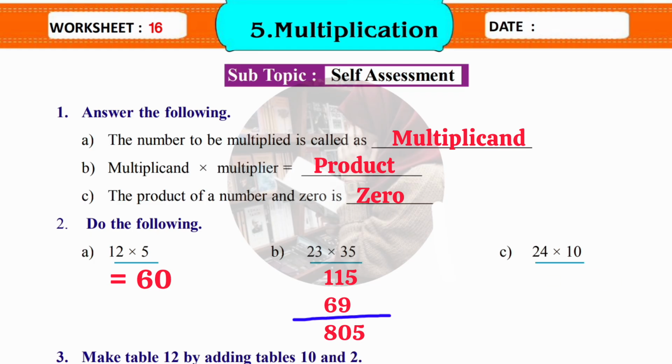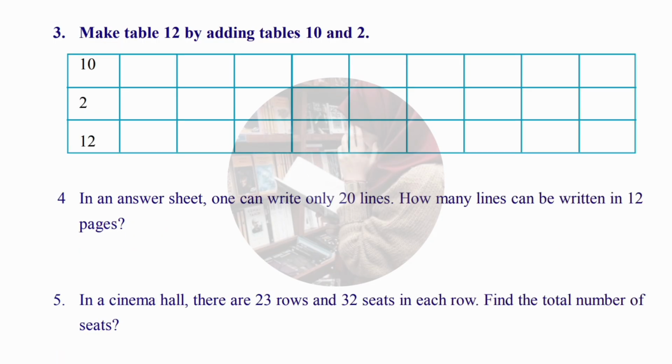Next, third one, 24 multiplied by 10. So do the multiplication: 24 once is 24, then write down 0. So 240 is your answer. Next, Roman numeral 3: make a table of 12 by adding table 10 and table 2. Here you have to make a table of 12 by adding table 10 and table 2.